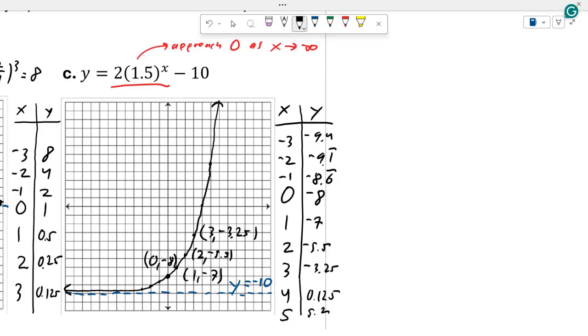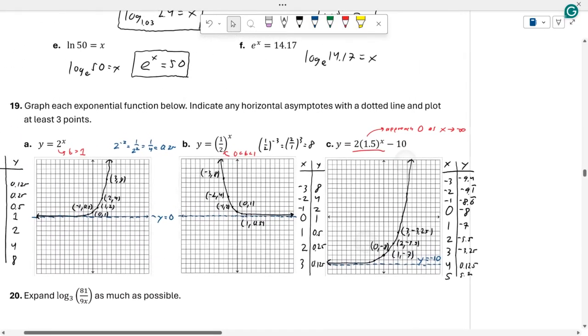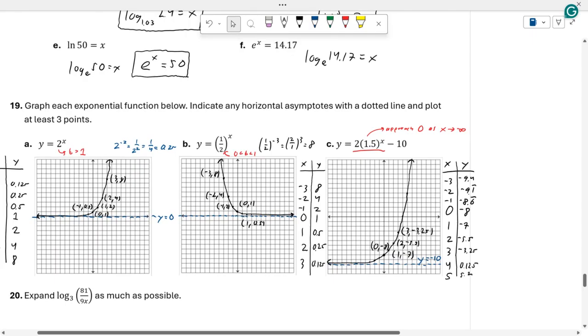I graphed at least 3 points, and I graphed my horizontal asymptote, and that is what the graph of my exponential function looks like. So this graph had a base larger than 1. That's why it tails off to the left and then increases on the right. It had a stretch of 2. All right, so that's just adding another kind of vertical element to this, and then it had a vertical shift down 10 units. And then that is that graph. So all 3 graphs for question 19.